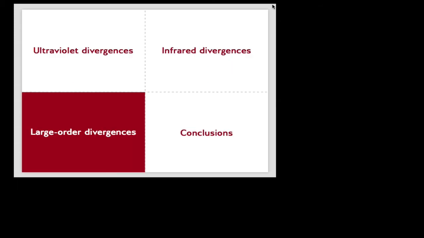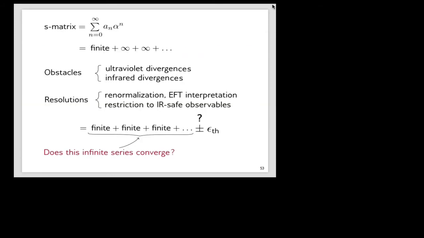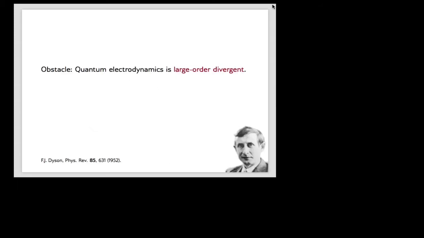Okay. So let's finally turn to the large order divergences. And the question we need to face up to now is, now we do have an infinite collection of terms which we know all to be finite, but it's an infinite collection of finite terms, and we need to ask whether or not that infinite collection of finite terms actually sums up to some finite value. The answer, Dyson argued already in 1952, is no. In fact, if you add up all of that infinite collection of terms, you get a large order divergence.